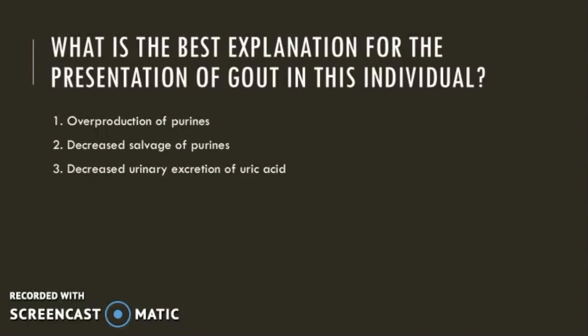So the third option is a decreased urinary excretion of uric acid. So I believe this is most likely the explanation for the presentation of gout in this patient, as the patient had below normal levels of urinary uric acid, which is consistent with this idea of decreased urinary excretion of uric acid. By process of elimination, I would deem this to be the best possible explanation for this patient's condition.